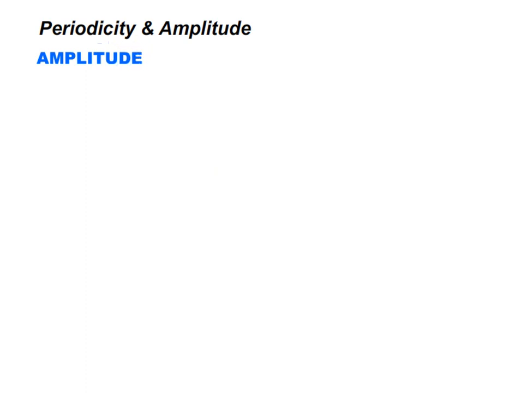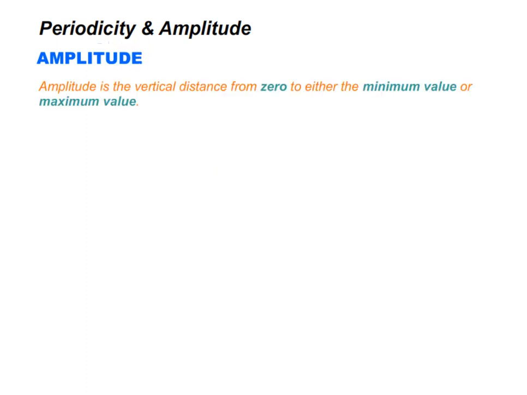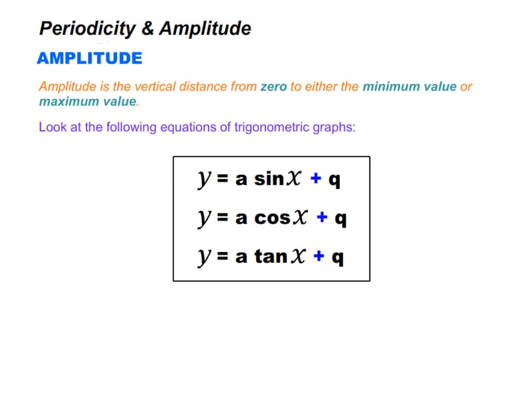Let's have a look at amplitude. Amplitude is the vertical distance from 0 to either the minimum value or maximum value. I will explain amplitude in full. Look at the following equations of trigonometric graphs. The first equation is y is equal to a sine x plus q. The second equation is y is equal to a cos x plus q. The third equation is y is equal to a tan x plus q. This letter, which is a, stands for amplitude.